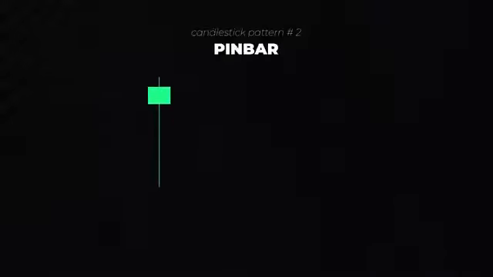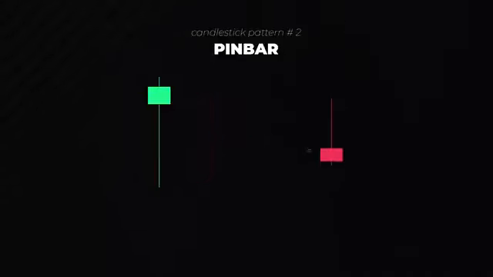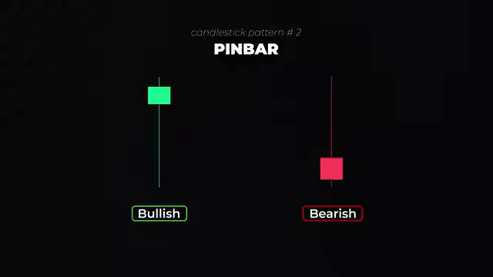Pattern number 2 is the pin bar. A pin bar is a candlestick pattern made up of just one candle, characterized by a large wick on one side and a small body. There are two types of pin bar patterns. A bullish pin bar is when the candle is green, with a longer wick on the bottom. And a bearish pin bar, which is when the candle is red, with a longer wick on the top.